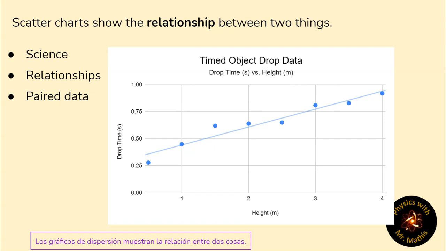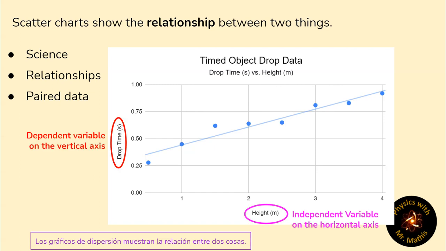Scatter charts show the relationship between two different things. This makes them very useful in science because we can find the connections between different variables. Scatter charts use paired data, so there's a value on the x-axis and a value measured on the y-axis.